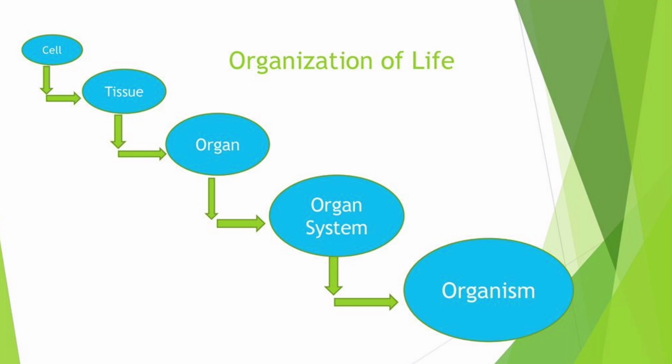So let's quickly move on to organization of life. Organization of life is a hierarchy of the various structures of living things. It starts from the cell up to the organism. Some organisms find themselves at the cellular level. We're going to be seeing examples very soon. Let me start giving examples. Your amoeba, your paramecium, they are just at the cellular level.